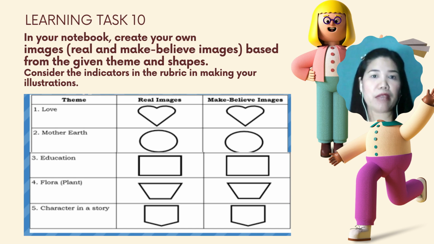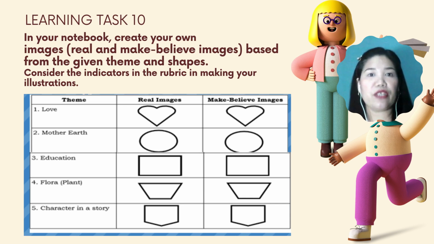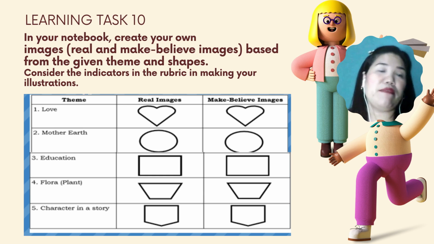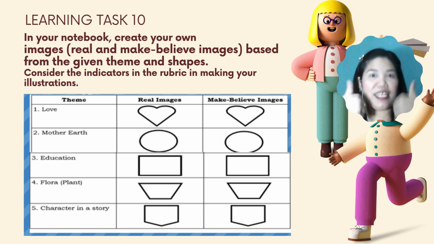And then, number 5, we have a character in a story. In any story that you have read or any story that you like. So, any character in that story, you will draw in that inverted pentagon shape. Inside that shape, you will draw your character in the real image and also in the third column, the character in the make-believe image. So I hope you understand what you will do. Okay?